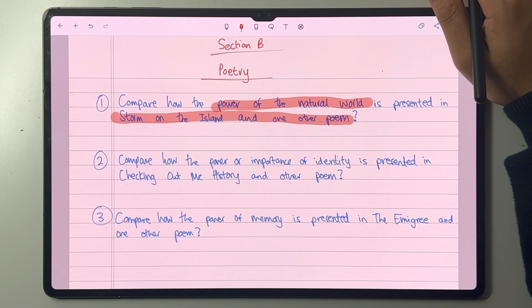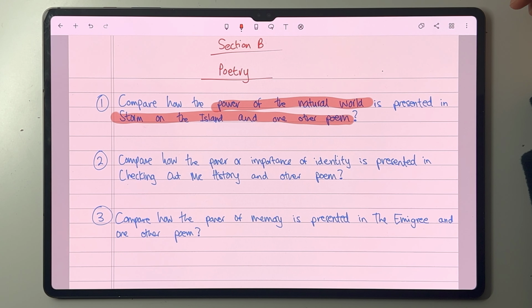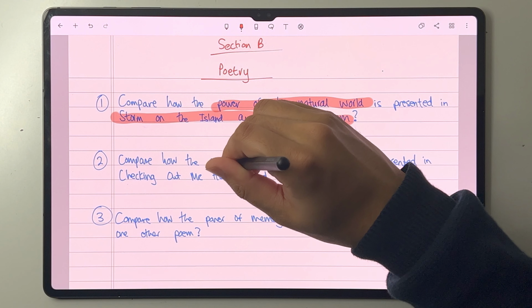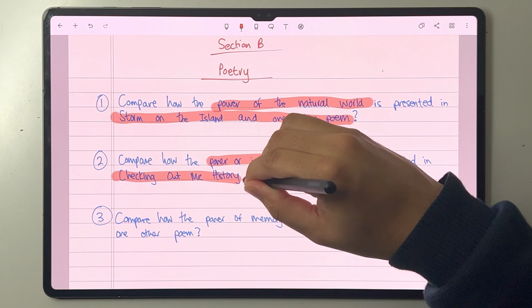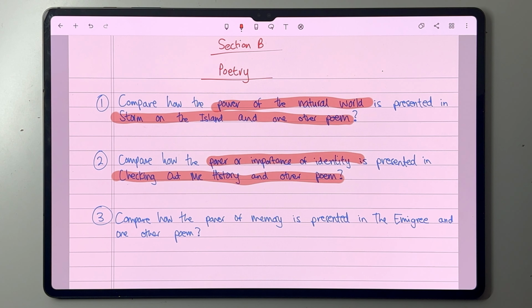Now, we are looking at the power of the natural world. So, this is something that you want to look at in further detail. Question 2 is, compare how the power or importance of identity is presented in Checking Out Me History and one other poem. So, to those of you who have studied Checking Out Me History, it's a great poem, and again, it's a potential exam question that may appear in your exam. So, if you are to make comparisons, you may want to compare it to London. So, this is a great example of comparing Checking Out Me History with the poem London.